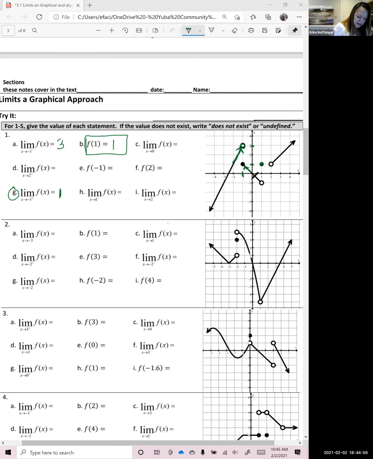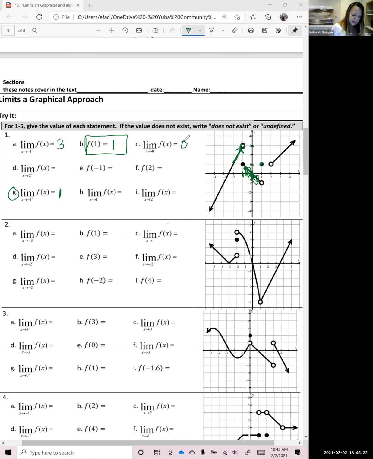So as we're coming in to x equals 0 on the left and the right, because this doesn't have the superscript of the plus or the negative sign, we want to see what that y value is. Are they coming into the same y value on the left-hand side and the right-hand side? And they do. Yep, and you guys have put it in there.